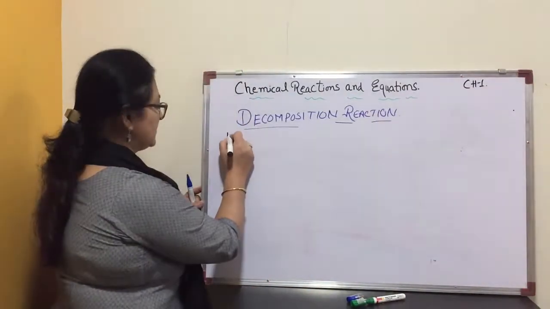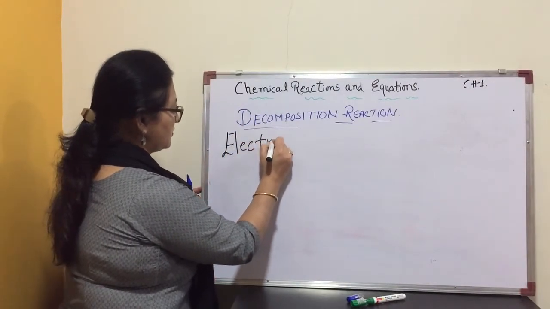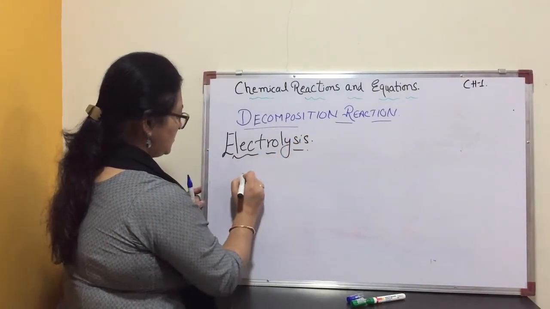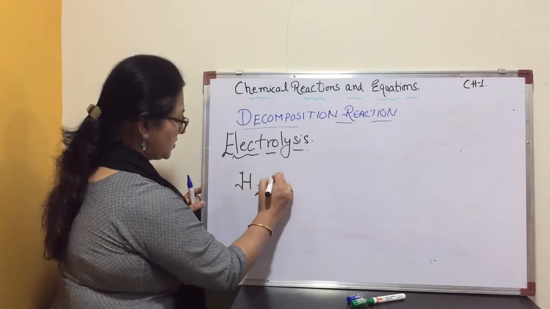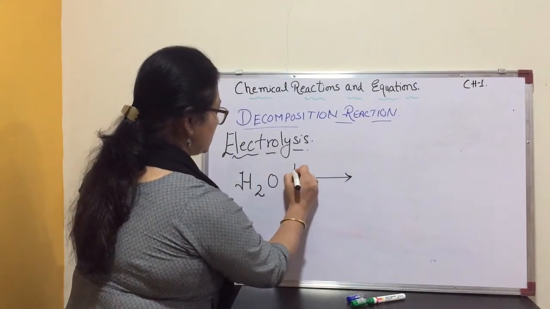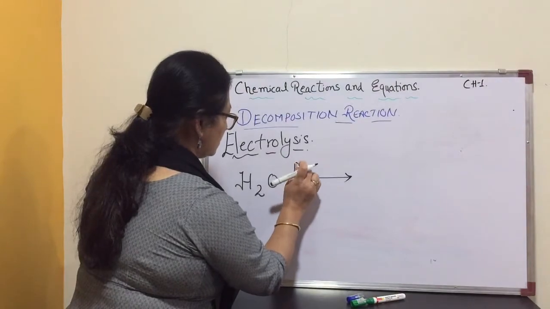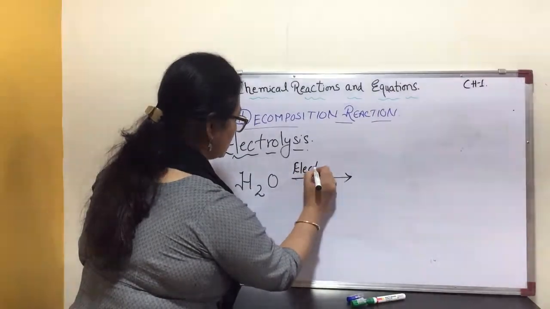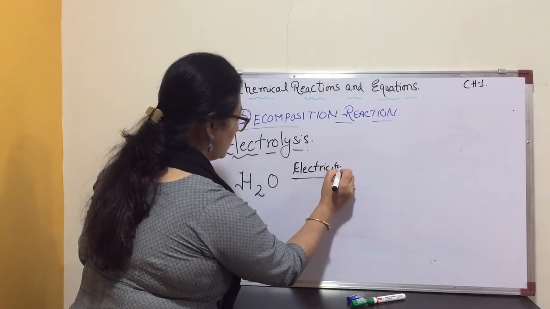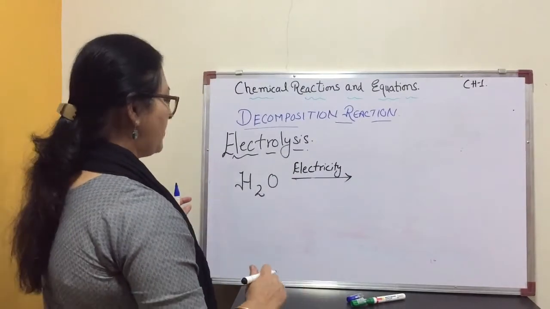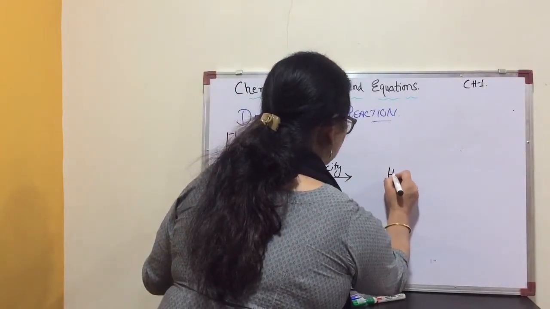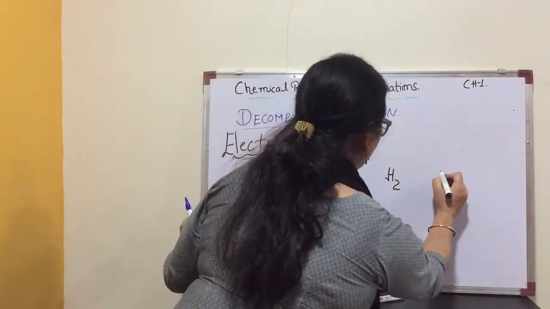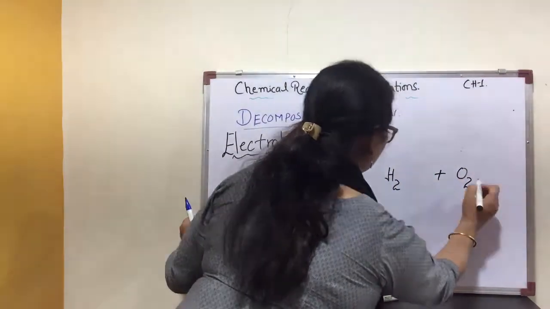So electrolysis: water, electricity, or electric current, you can write passed. So you will find the accumulation or the collection of two gases, that is hydrogen and oxygen, okay.